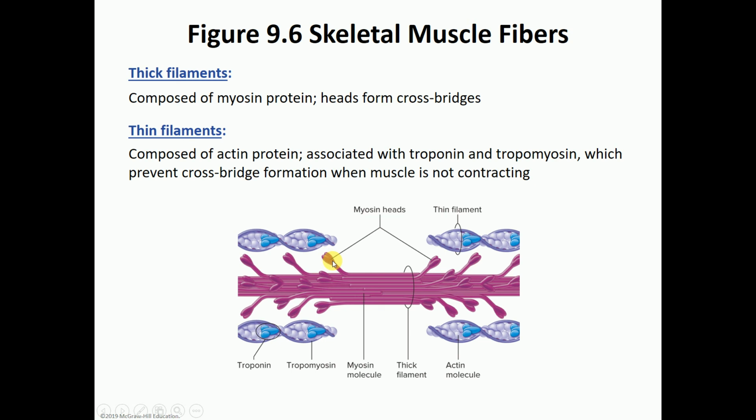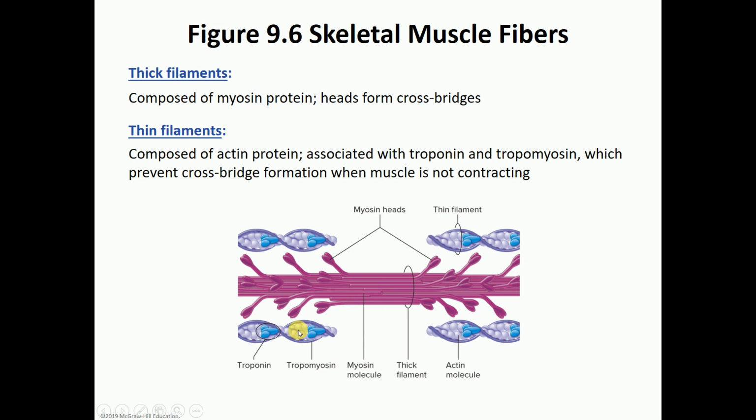Now, what about the thin filaments? The thin filaments are made out of actin molecules. Each one of these little tiny spheres is an actin protein. They connect together to make a chain, and those are your actin filaments. But you can also see these other proteins, which are also thin proteins, known as tropomyosin and troponin. Tropomyosin covers the active binding sites of actin.